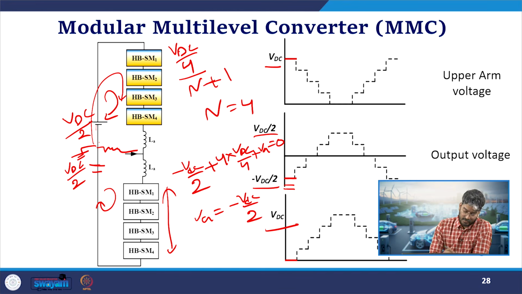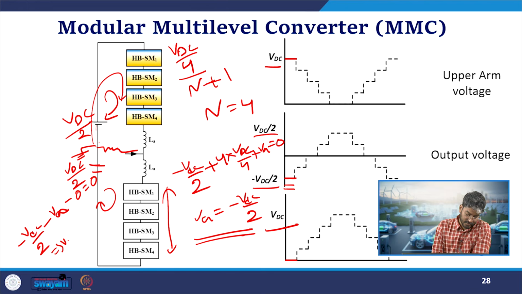Now let us apply KVL in the lower loop. If I apply KVL, I will see minus VDC plus minus VA plus 0, because the entire lower arm is in the bypass mode, equal to 0. So again VA will be equal to minus VDC by 2. KVL of the lower loop: minus VA minus 0 equal to 0. So my VA will be equal to minus VDC by 2.